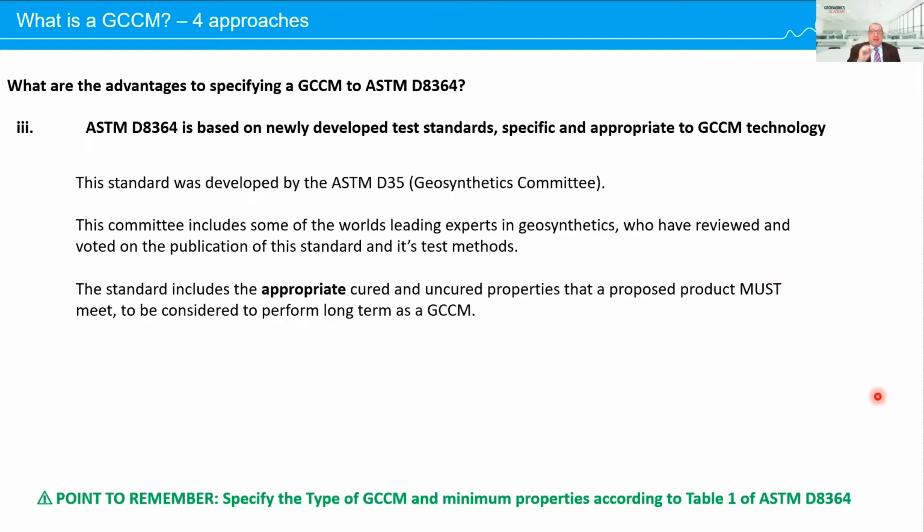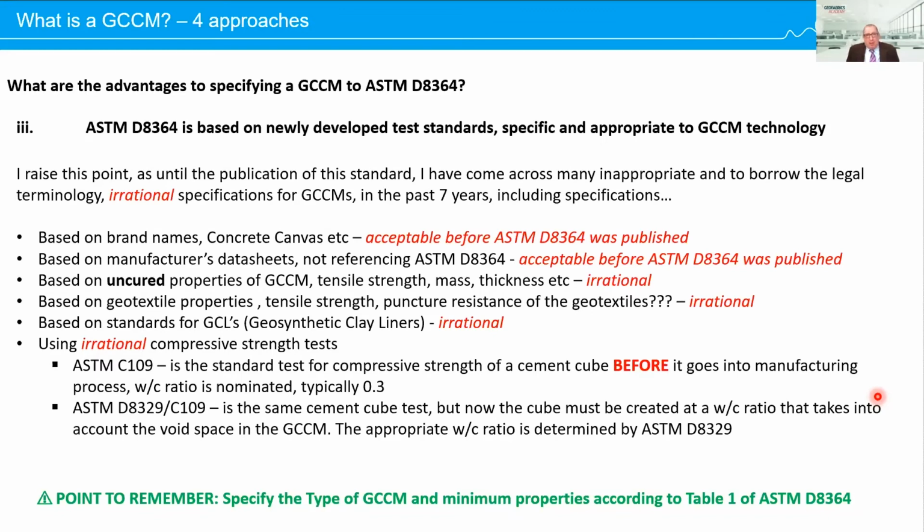And finally, the standard includes the appropriate cured and uncured properties that a proposed product must meet to be considered to perform long-term as a GCCM. So the point to come out of this is to specify the type of GCCM and minimum properties according to Table 1 of ASTM D8364. Now, I mentioned a couple of slides ago about rational, and this is what I want to share with you guys. I raise this point because until the publication of this standard, I've come across many inappropriate and, to borrow the legal terminology, completely irrational specifications for GCCMs in the past 7 years.